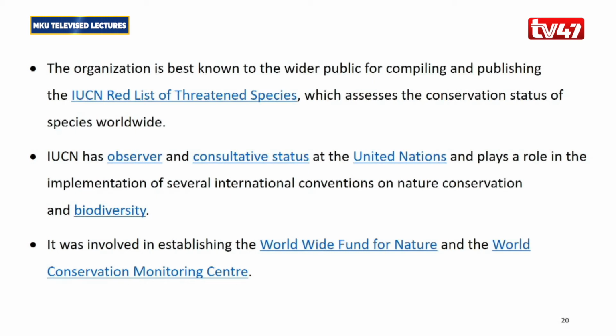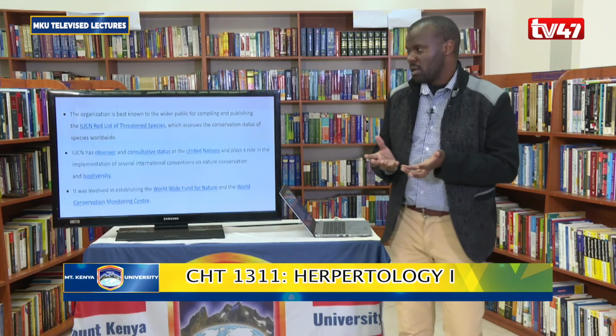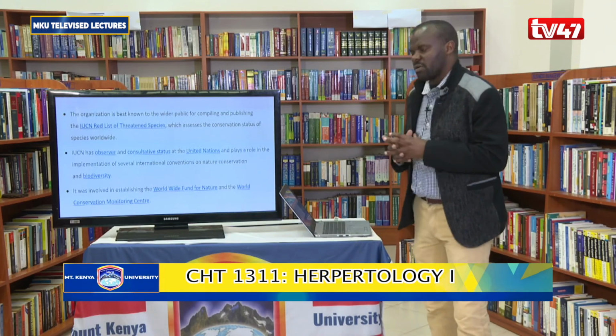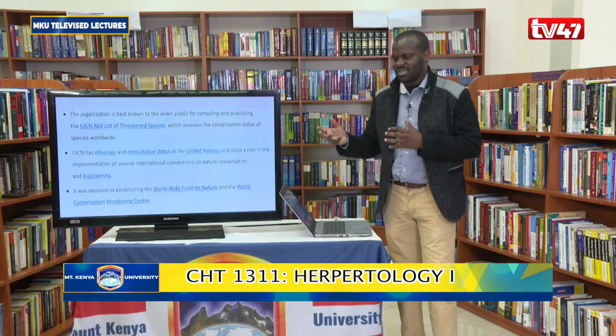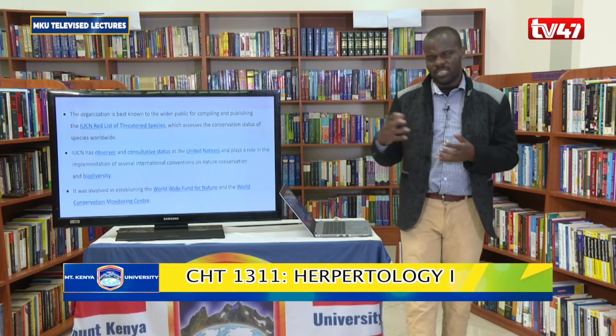Very, very important. The IUCN is also important in the area of publishing and compiling a very important list called the IUCN Red List of Threatened Species. This helps tell us about the conservation status of various flora and fauna in the world, so that if a particular species is under threat, then action can be taken so that we can prevent extinction.